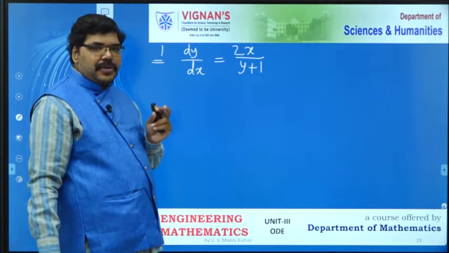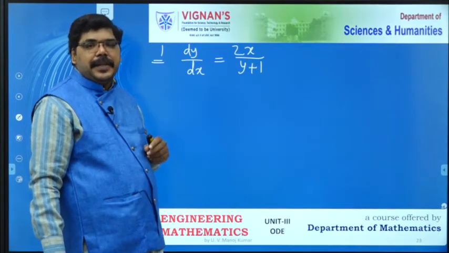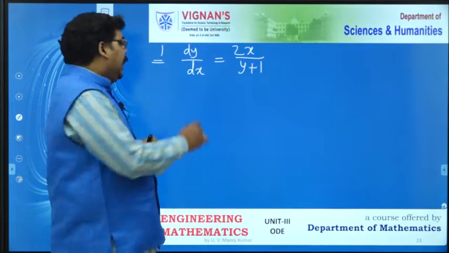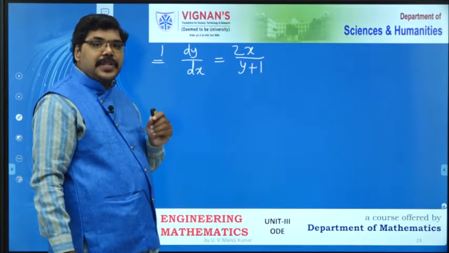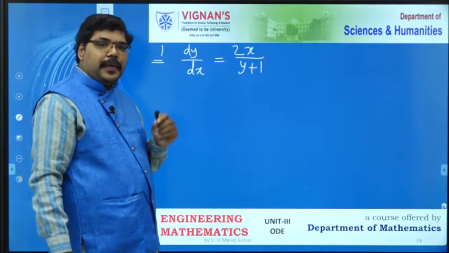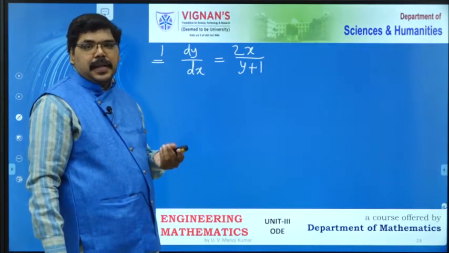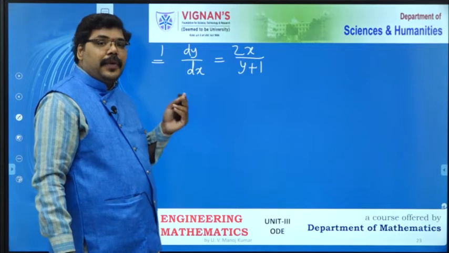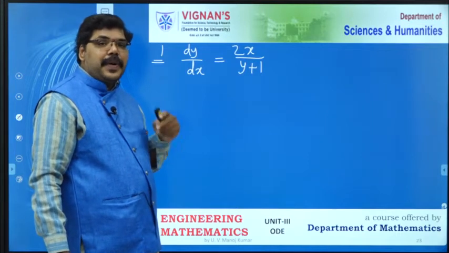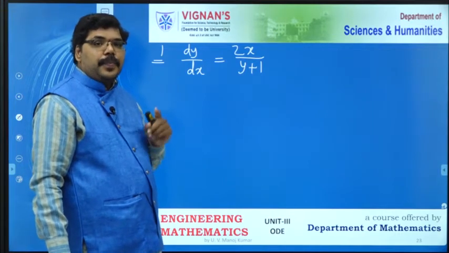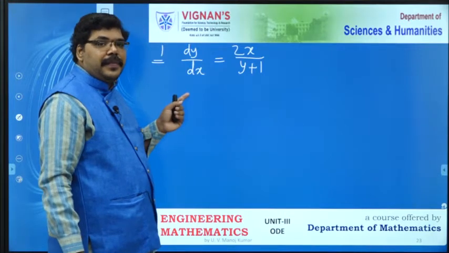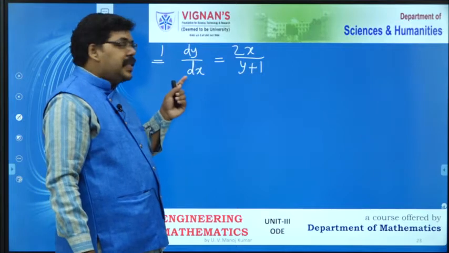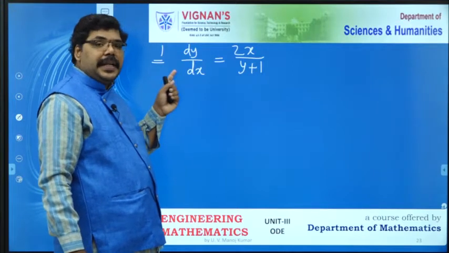This is a first order, first degree differential equation. Why? It involves dy by dx. dy by dx means first order derivative. And what is its power? The power of the derivative of y with respect to x is 1. So the power is 1, so the degree is 1. Only the first order derivative is there, so the order is 1. So this is a first order, first degree differential equation.